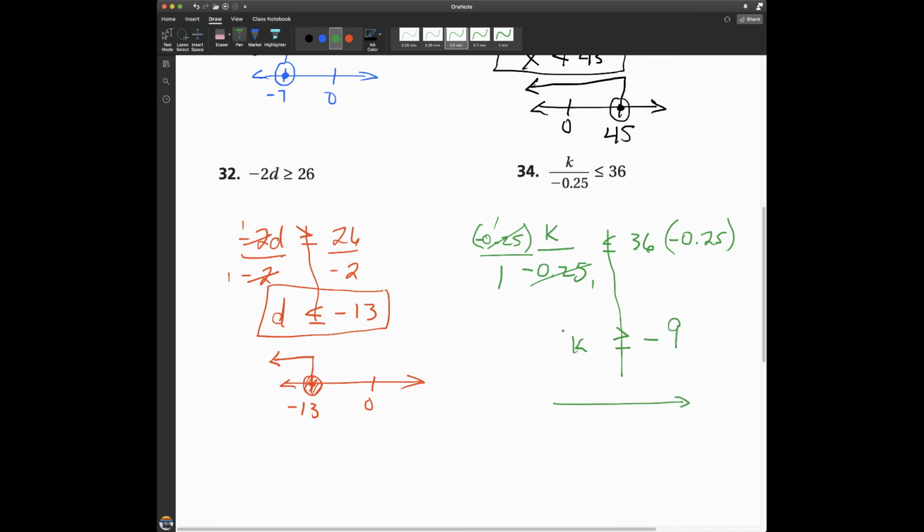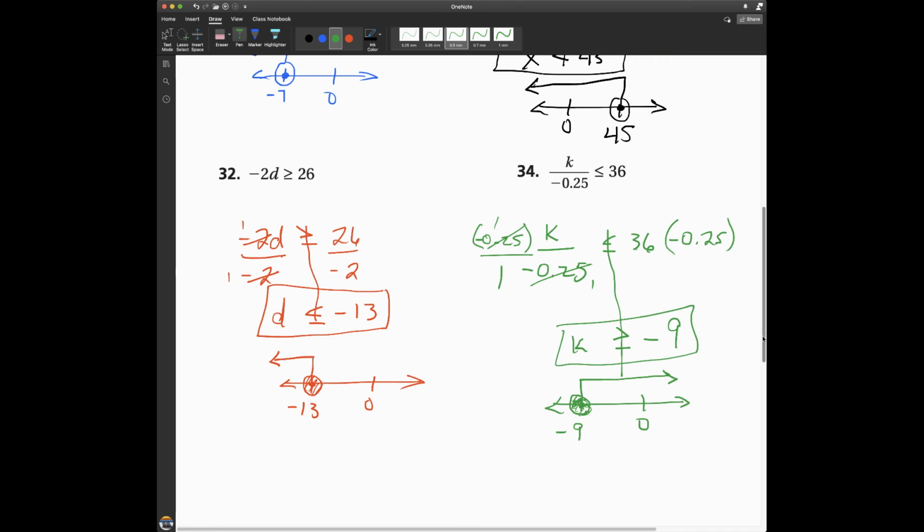Let's graph this one, box around it. Here is negative 9, and there's 0 on this number line. This time I'm going to go up and to the right to represent the greater than piece, and then it is equal, so I just shade that in.